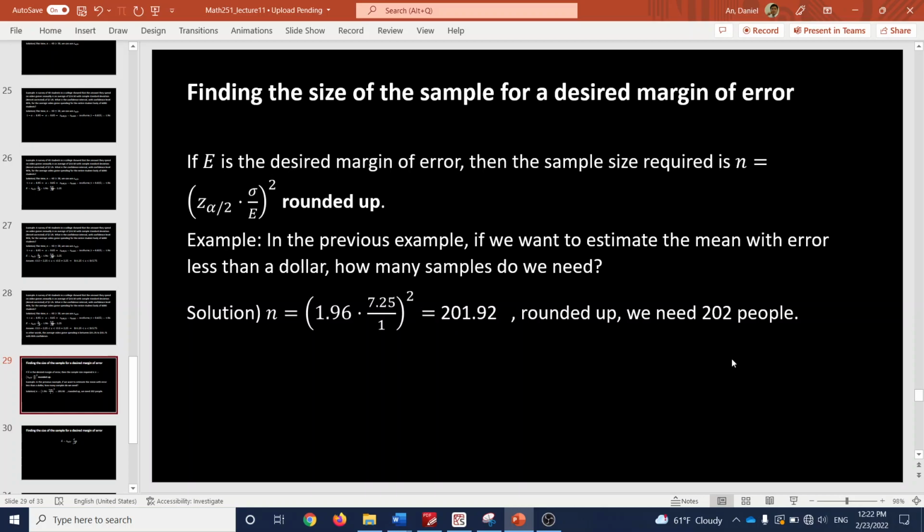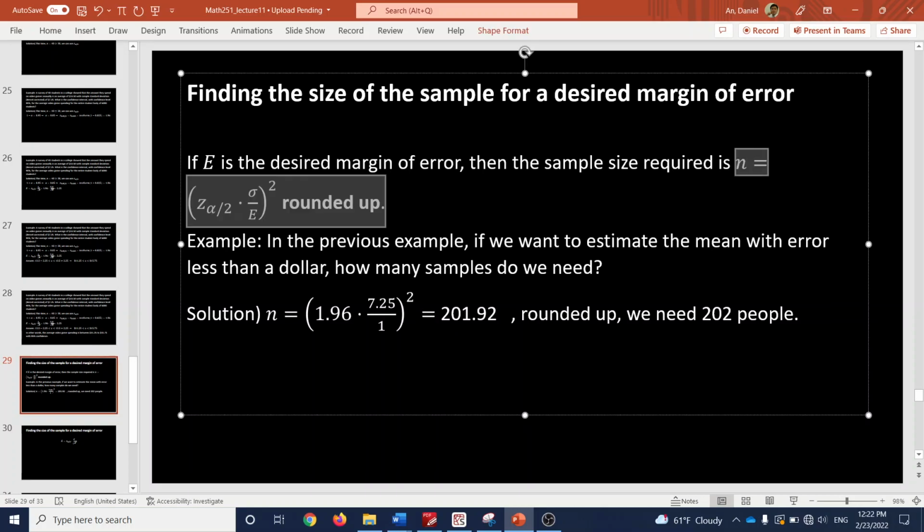So if you round up, you see that we need 202 people. And if that's reported, then the publisher will say, okay, we need 202 samples. So go out there, get me 162 more people so that now I have 40 plus 162, so that's 202. So all is good. So that's how we do this. But now I still want to talk about where we get this formula from.